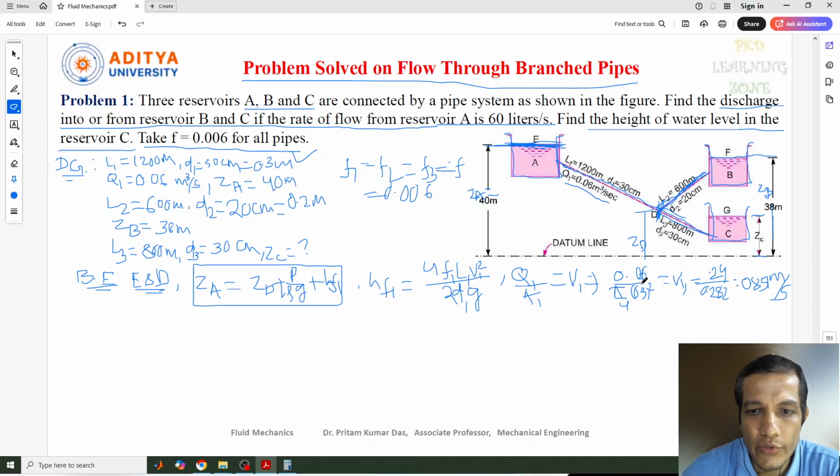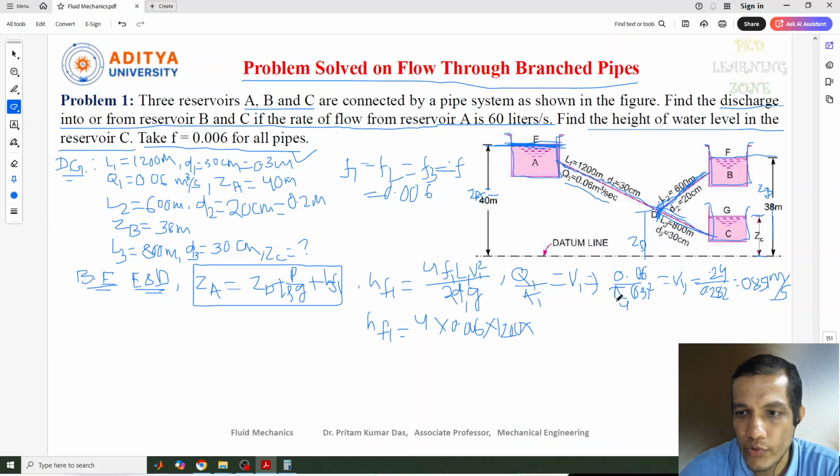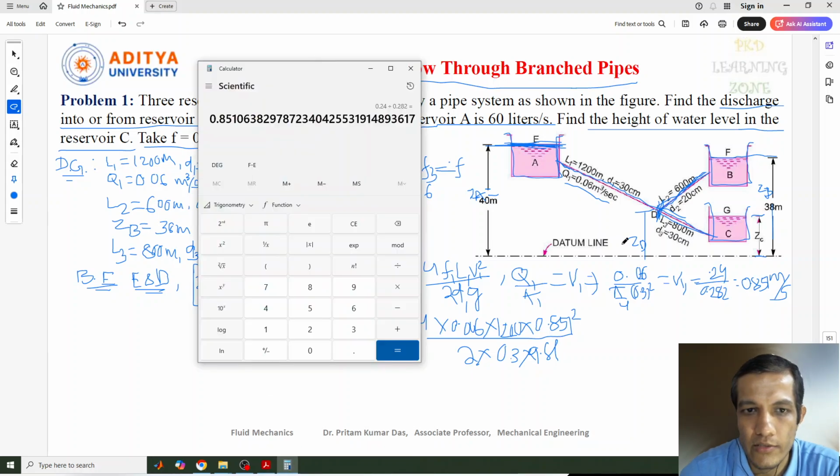Now we just need to put this value in this HF1 so that we can calculate the head loss. So HF1 equal to F into 0.006 into L1. L1 is given here, 1200, into V1 square, this is 0.851 square, divided by 2 into D1. D1 value 0.3 and into 9.81. So let's solve this.